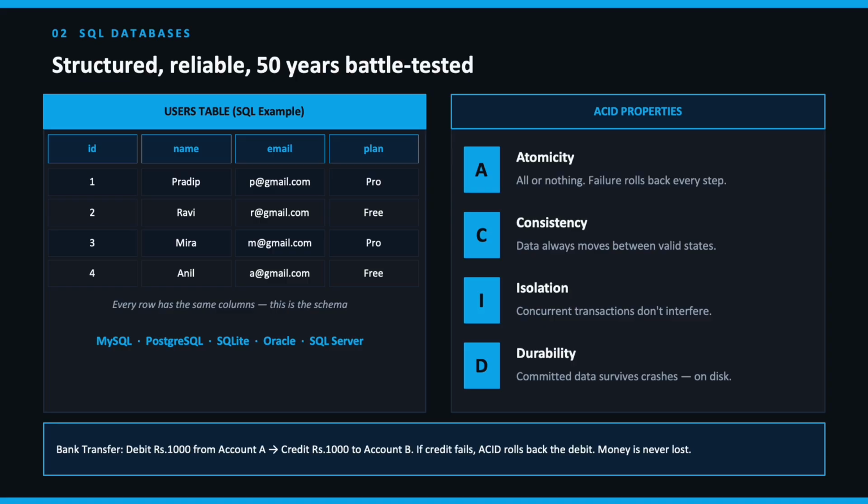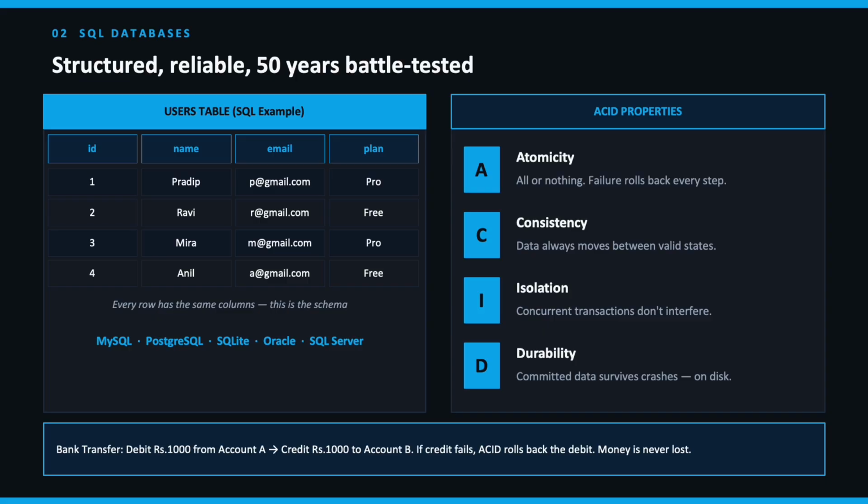ACID properties. Now the most important concept in SQL databases, ACID. ACID is not just a word, it is a guarantee. A for atomicity. Every transaction is all or nothing. C for consistency. Data always moves between valid states. I for isolation. Concurrent transactions do not interfere with each other. D for durability. Once committed, data survives even a power failure.